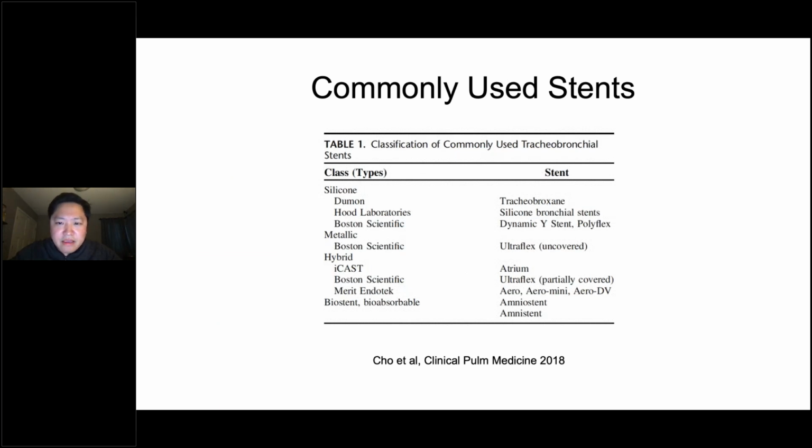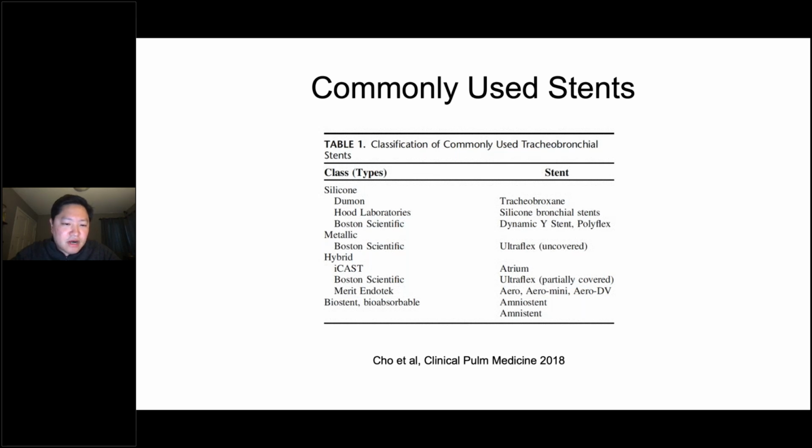This is an area that I think is constantly in flux and changing, probably in a good way, in our fields. There's these commonly used stents for silicone. What we typically use is the Novatech stents. There's this designation of metallic and hybrid stents.